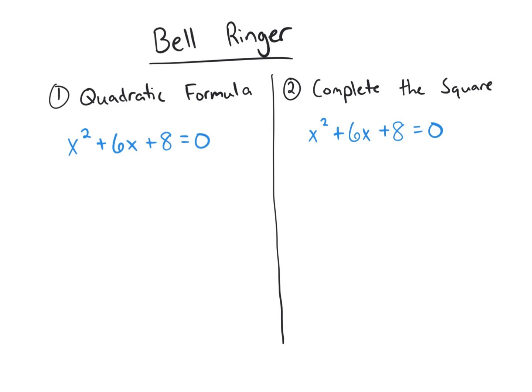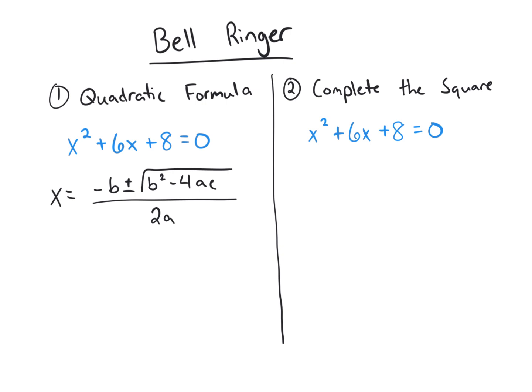Review of mostly 2.5, but the quadratic formula is a review of 2.6. Remember, quadratic formula, don't be scared. It's just the formula that's up there. So we have x equals negative b plus or minus the square root of b squared minus 4ac all over 2a. Okay? Biggest thing is the first step, filling it in.